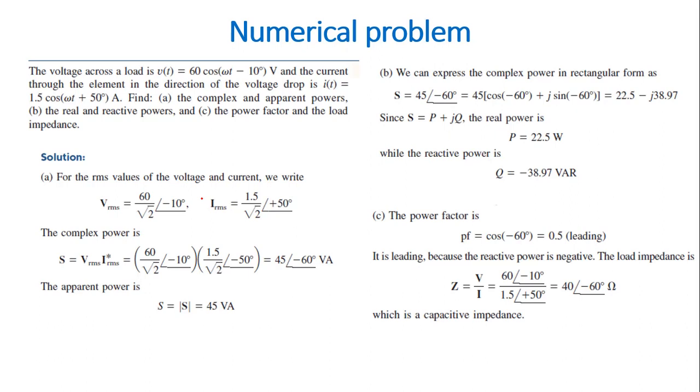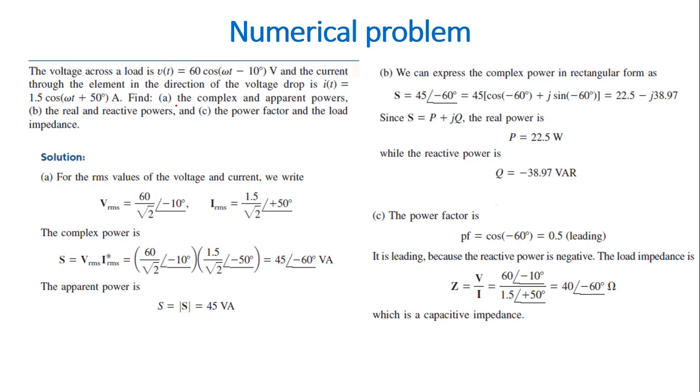Now let us discuss some numerical problems related to complex power. The problem statement is: the voltage across a load is v of t equals 60 cos of omega t minus 10 volts, and the current through the element in the direction of voltage drop is i of t equals 1.5 cos of omega t plus 50 amperes. Find first, complex power and apparent power; second, real and reactive power; third, power factor and load impedance.